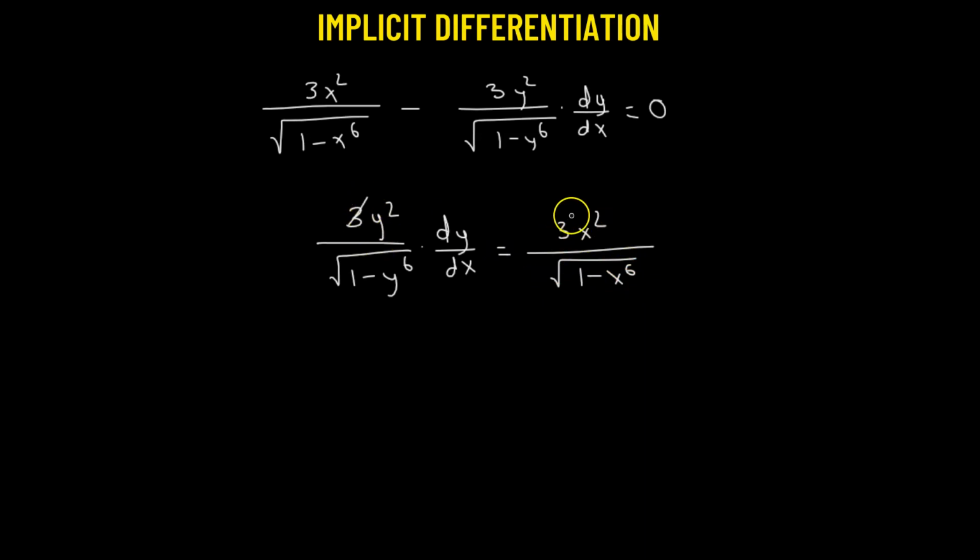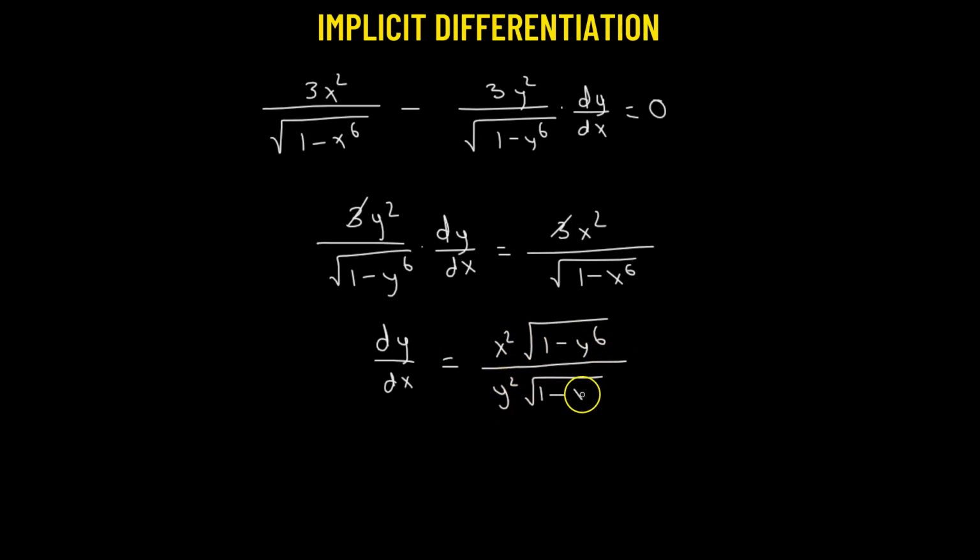So we can factor out 3 from both sides and rewrite our equation as dy over dx equals x squared multiplied by square root of 1 minus y raised to the power of 6, divided by y squared times square root of 1 minus x raised to the power of 6. So this is what we were asked to prove, and hence we have successfully shown that as well.